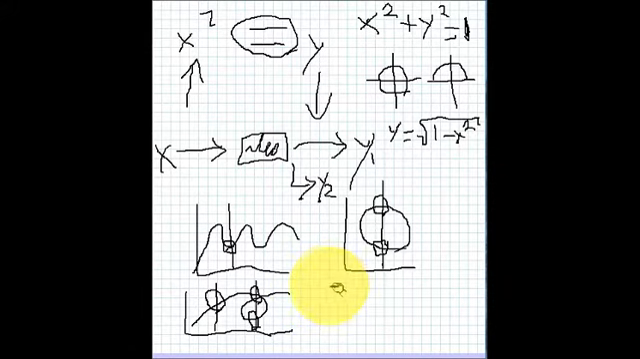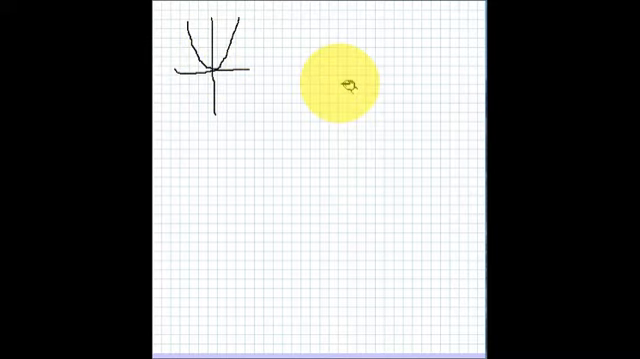Let's see. So if I draw y equals x squared, here let me make a new page, just getting a little cluttered. So if I make a y equals x squared graph, it's going to look similar to this, and that's y equals x squared. So my question to you is, what happens if we turn this into x equals y squared?